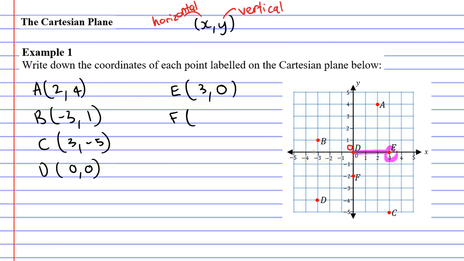Now looking at point F, you'll notice it's got a -2, and that -2 lies on the y-axis. So that means our second number in our coordinate must be -2. We just need to figure out what the x-coordinate is of this. Okay, so if we join the F up to the x-axis, you'll notice it lands on 0. So our x-coordinate is 0. And that concludes our video on example 1.